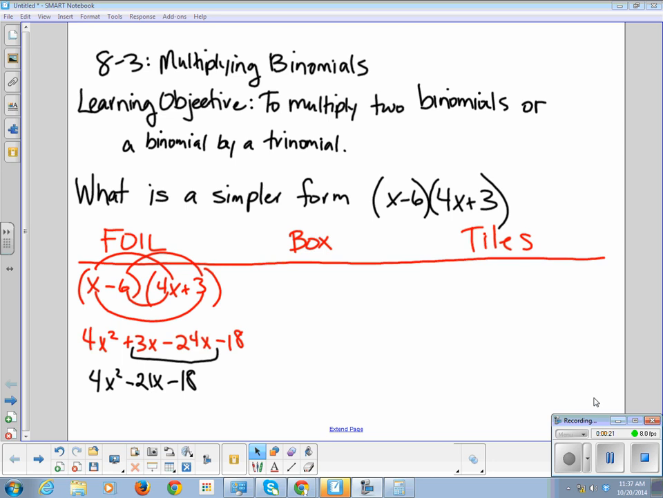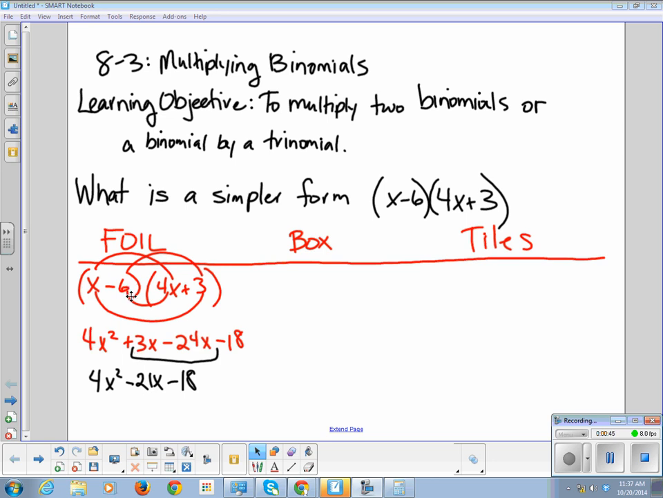So the first method we went over is FOIL, which stands for first, outside, inside, last. So we took the first term in each of these binomials, x times 4x, and got 4x squared. Then we did the outside terms, which is x times 3, and got 3x.